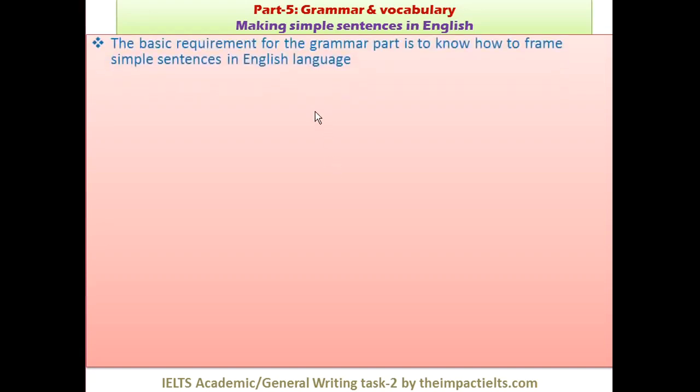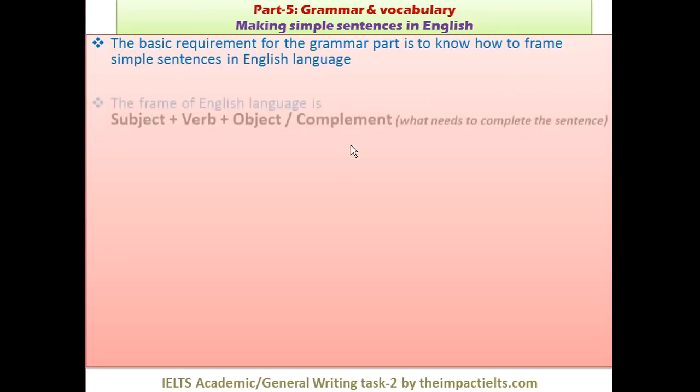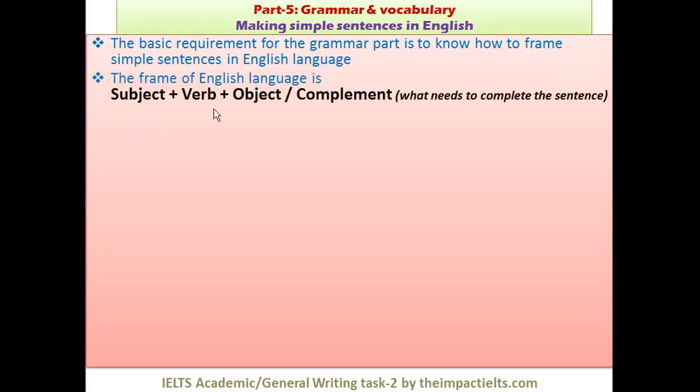The basic requirement for the grammar part is to know how to frame simple sentences in the English language, right? And this is what simple sentences are made of. There are many exceptions. I'm not going to go into that, which is not required for you in IELTS writing anyway. So simply, subject, you know what is subject?